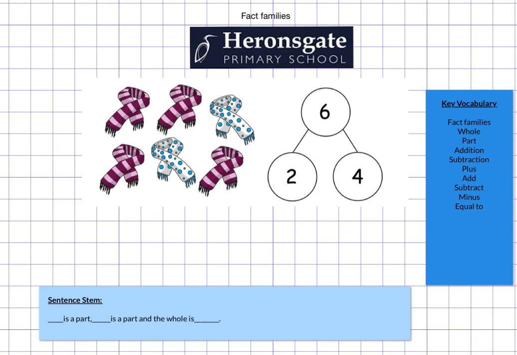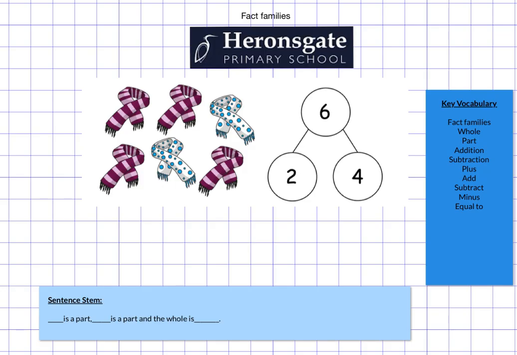From year one, the children learn to create fact families. This is something that they would continue to create as they progress throughout school. So if you can look here, they've got a visual and a part-whole diagram to demonstrate a fact that they can see. So the whole is 6, there are 6 scarves.